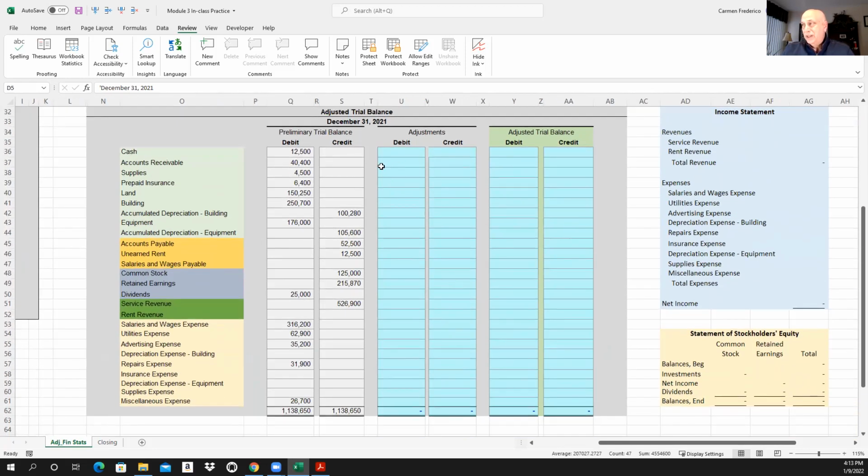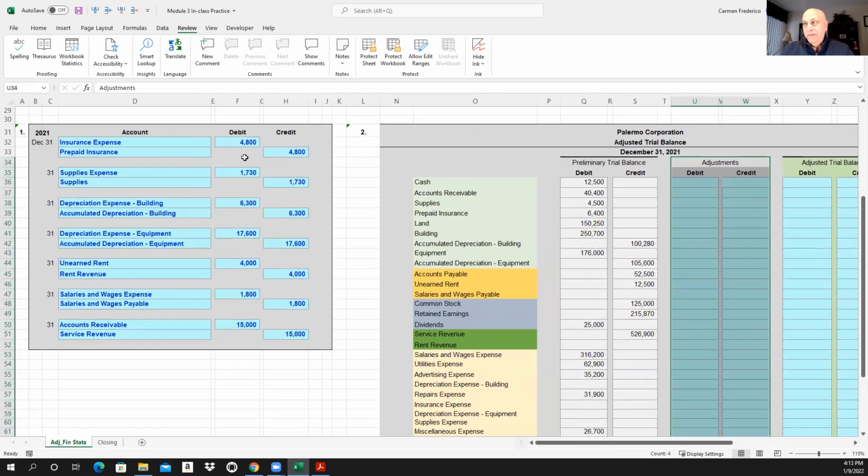So we're going to post in these columns here. We're going to use this as our ledger, if you will. We're going to post these entries, the adjusting entries, into our worksheet. So the first entry, let's go over to it, was the insurance expense, $4,800, and prepaid insurance, $4,800 credit.